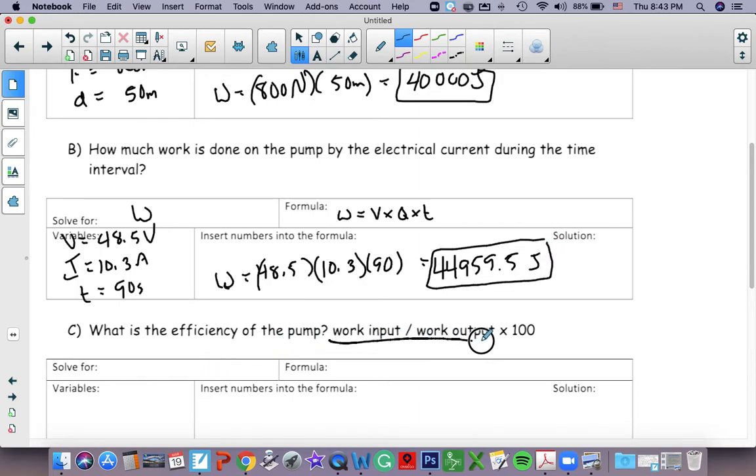Here's your equation for efficiency. This is the way we wrote it in class: work out over work in times 100. We're solving for E. Then we have to get our work out and work input from our last two equations. Work output is the mechanical work done, so that would be our 40,000 joules. Our input is our electrical work, so 44,959.5 joules.